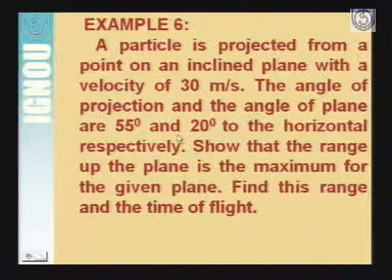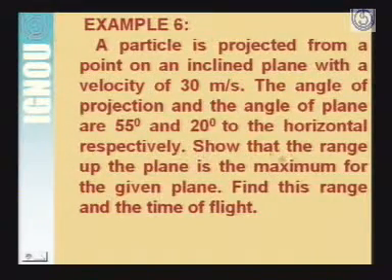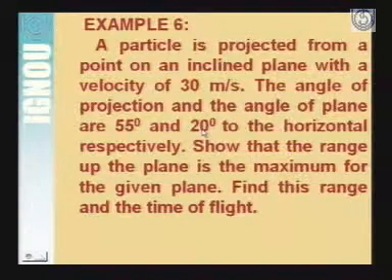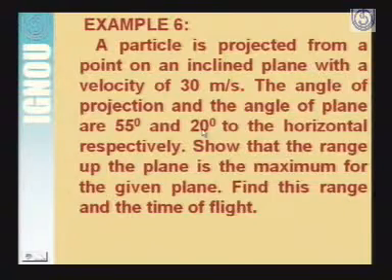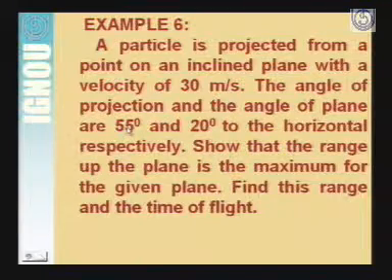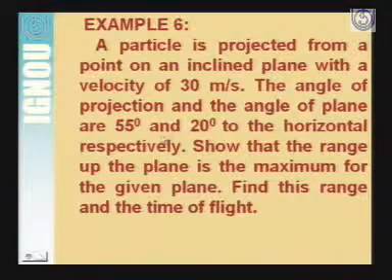So in this case, for this numerical they are asking that the range of the plane is the maximum for the given plane. So here alpha is given as 55 degree and beta is given as 20 degree. So the maximum range condition is already given for an inclined plane, that twice alpha minus beta has to be 90 degree. So twice alpha means 110 degree, that is 2 into 55 is 110, minus 20 is 90 degree. So twice alpha minus beta is 90 degree. This satisfies the condition for the maximum range.